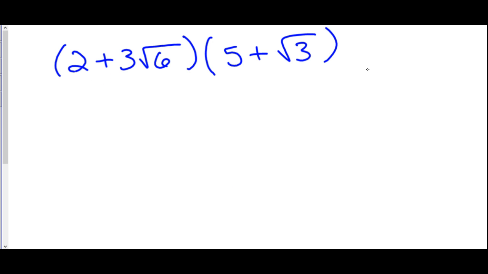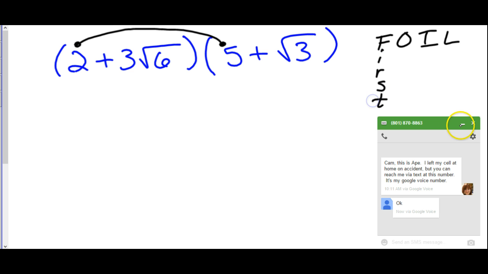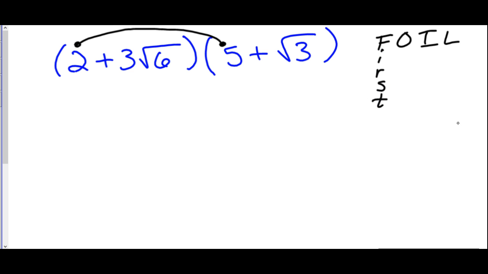So next we can do multiplication. When we are multiplying 2 radicals that are binomials, first we have to remember the process to multiply something like this. This is called the foiling process. We will do the first times the first, and that's what F stands for, first times first. Then we would do outer times outer.